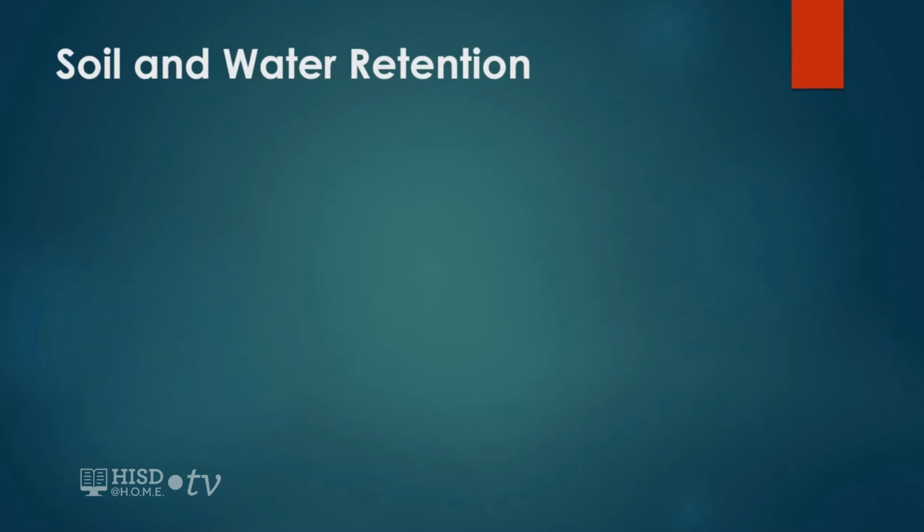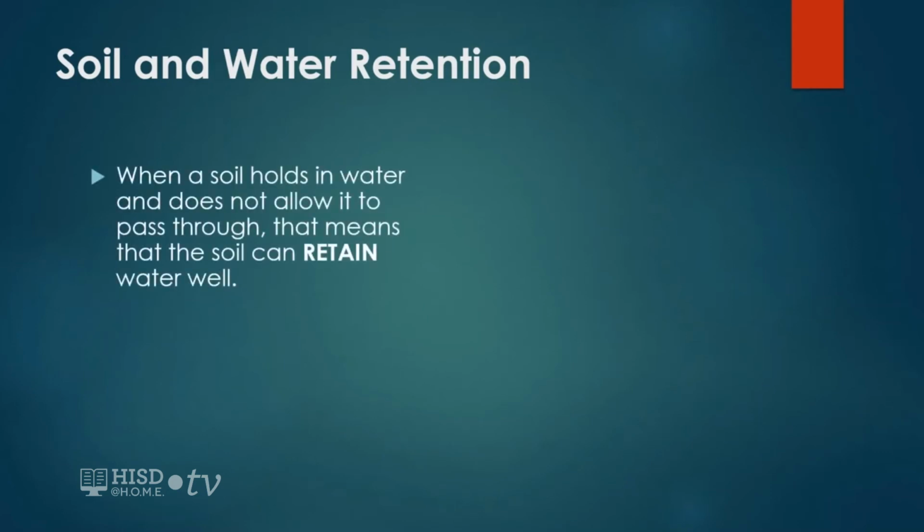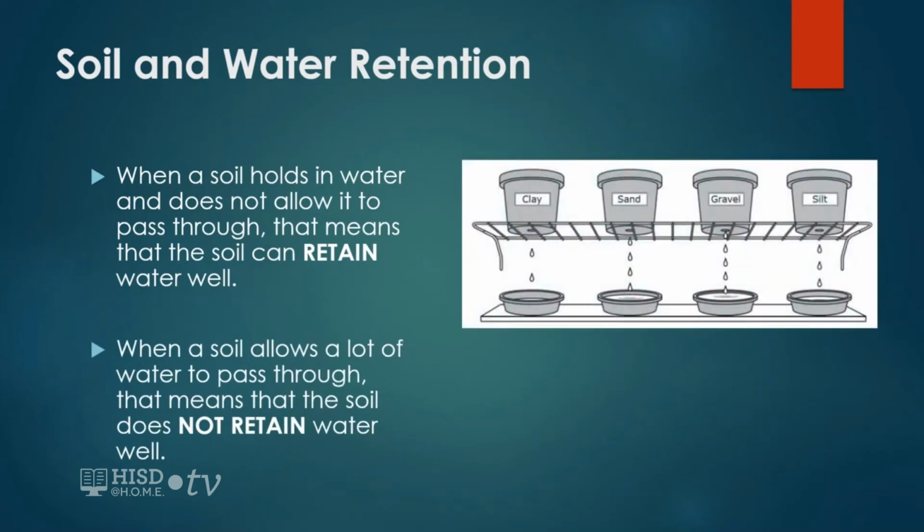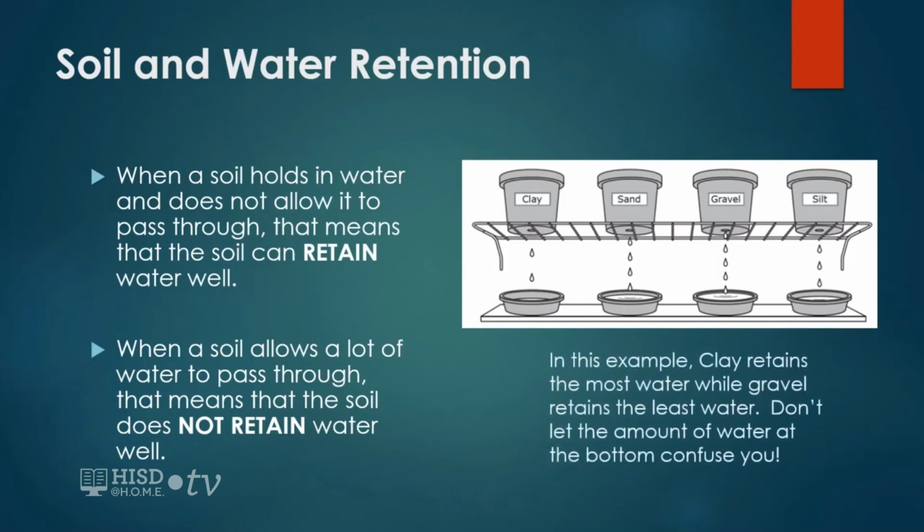So talking about soil and water retention, there's our word retention and retain. When a soil holds in water and does not allow it to pass through, that means the soil can retain water well. When a soil allows a lot of water to pass through, it means it does not retain water well. So if we look at this picture, it's similar to what happened in our investigation. In this example, you see that the clay pot retains the most water while the gravel retains the least water.